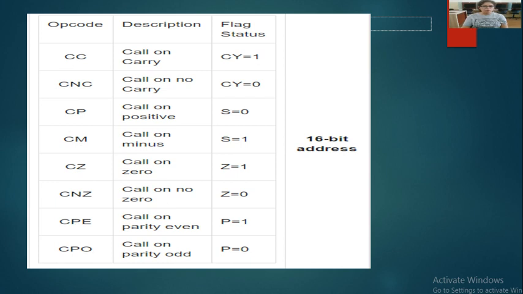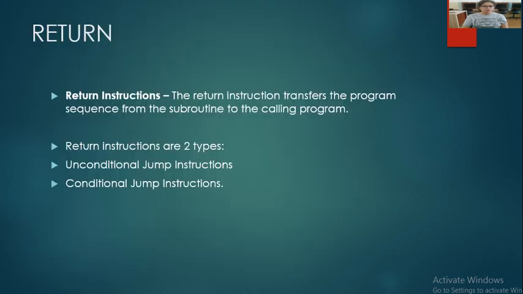So that was all about call instructions. The third category of branching instructions is the return statement.